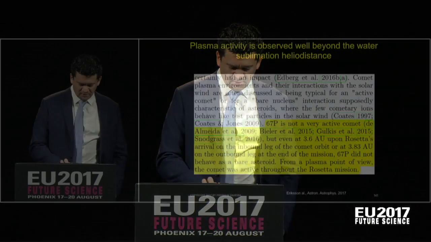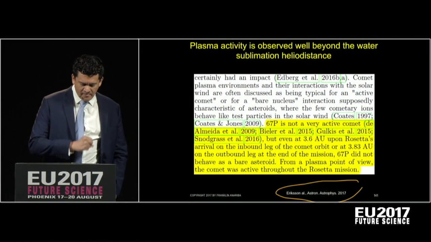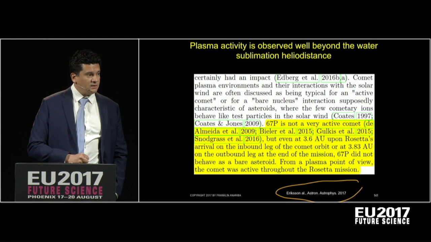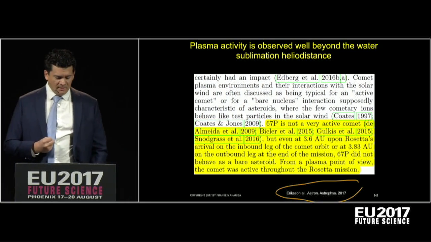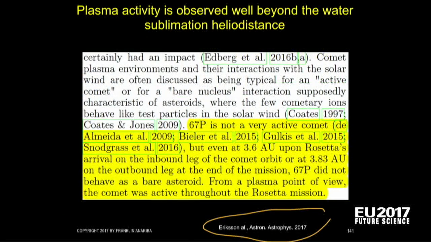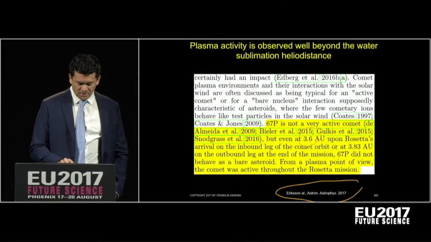Now, this is a different work, and you can actually see the citations over here. And I want you to bring out this highlight here in yellow, okay? Because 67P was determined not to be a very active comet. But when you are at a distance of about 3.6 astronomical units, this comet already shows a lot of electrical activity.